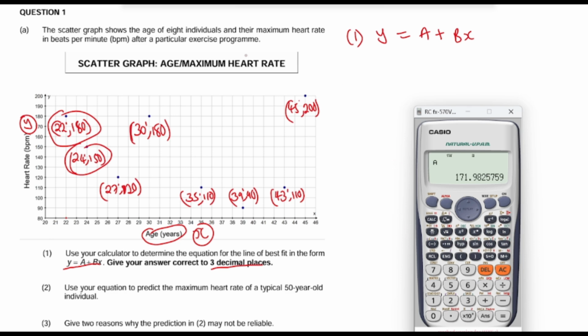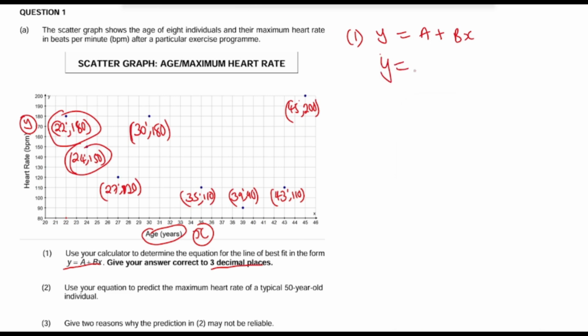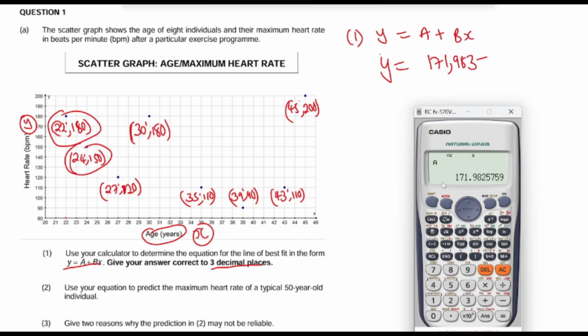You see the value of A? Let's write it down. It's 171.9825759, so it's going to be 171.983. Okay, so it means y is equal to 171.983, then minus. Now we want to find b.